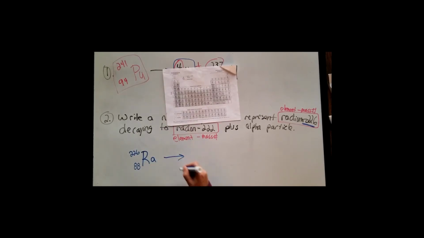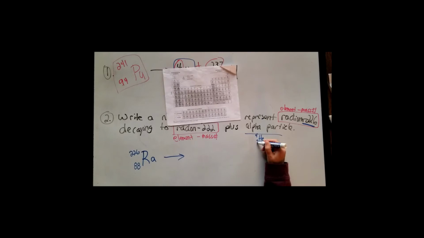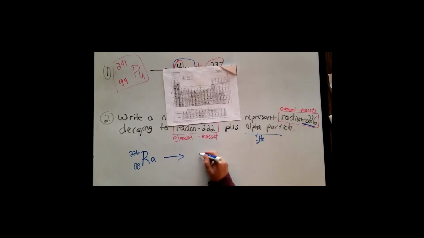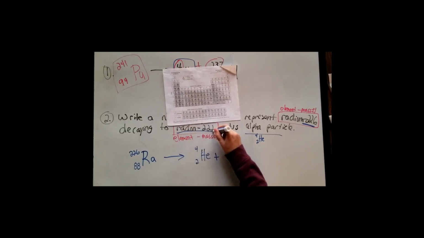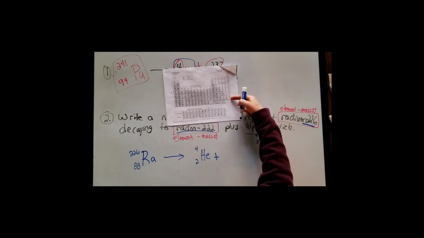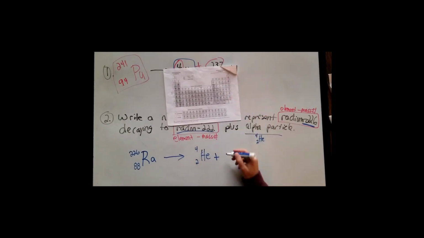When that decays, it's saying the products, what we're getting, are radon-222 and an alpha particle. Well, I'm going to start by just writing the alpha particle. Remember, an alpha particle is that helium, mass of 4, protons of 2. So that's going to be one of my products. The other product, they said, radon-222. So finding radon on the periodic table, radon is number 86. So it is represented by the symbol Rn.